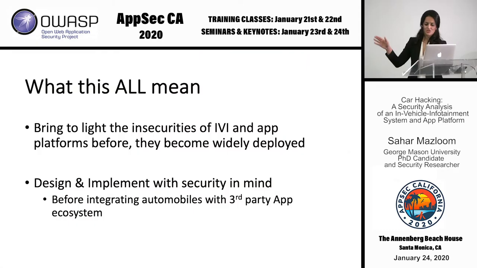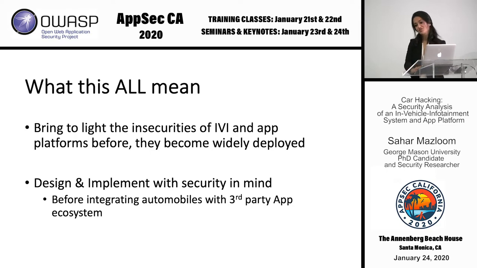But what this all means is that we wanted to bring to light the insecurities of IVI and app platforms before they become widely deployed. It's very serious, and we have to think about them. Similar platforms with potential unknown vulnerabilities are out there, for example, Apple CarPlay or Android Auto. These are the smartphone connectivity to the infotainment system that nobody thought about or did research on. So basically, it's open. If anybody wants to take the lead on that, it would be great.